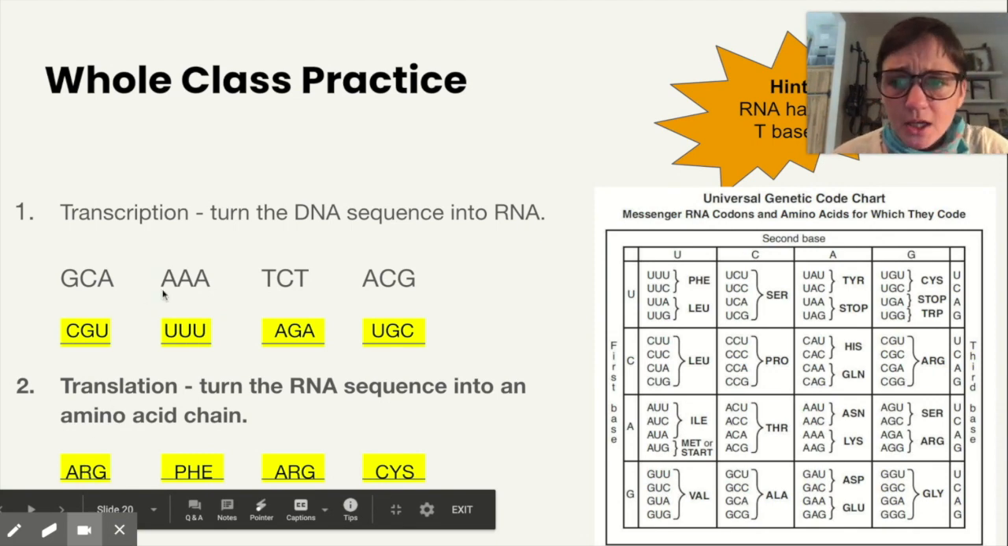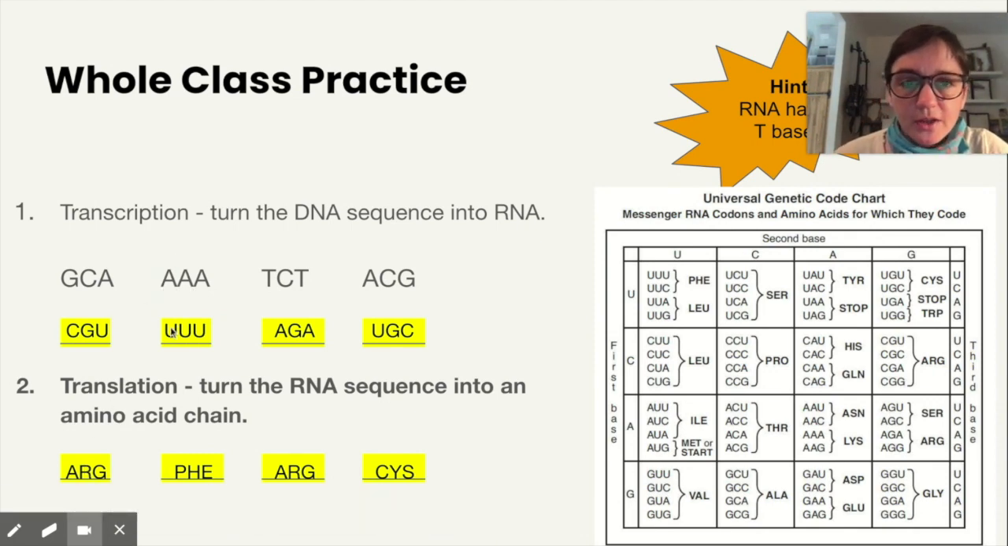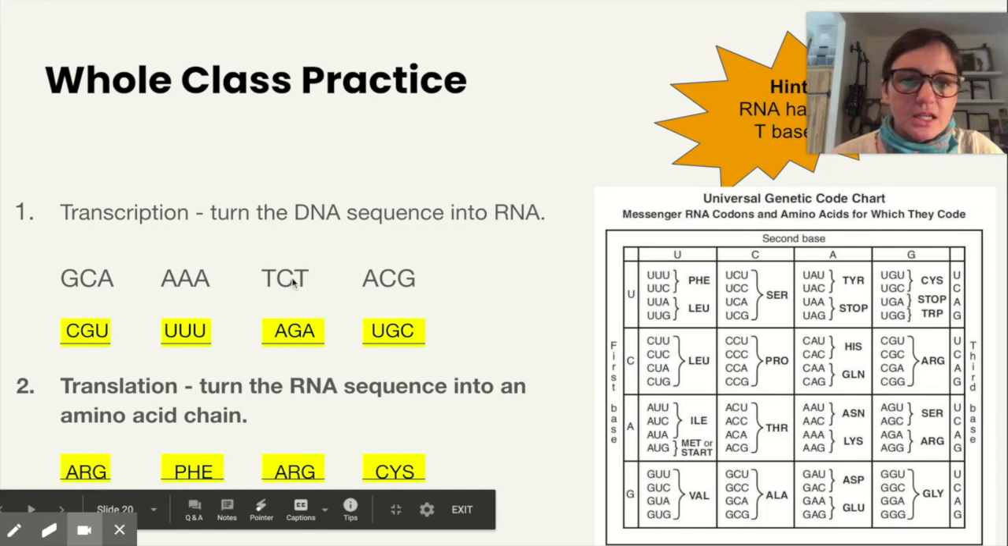Same thing with the next one. AAA matches with, instead of TTT, it matches with UUU. So I'm going to go look again. First base is U. Second base is also U. UUU. Phenylalanine, right? We did that one already. UUU. PHE. TCT, the RNA version is AGA.